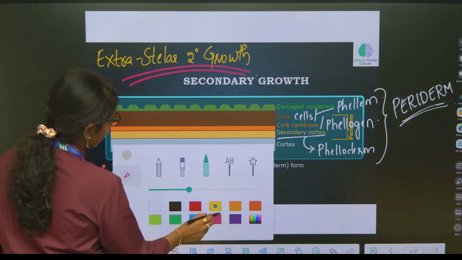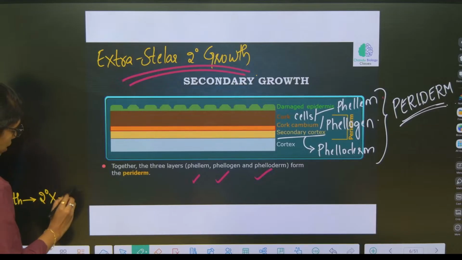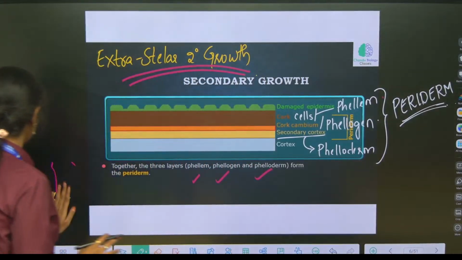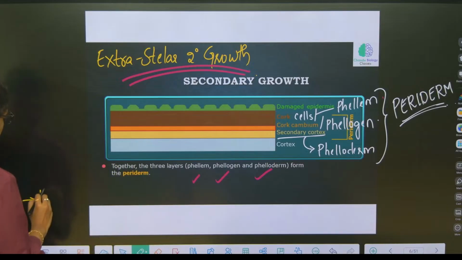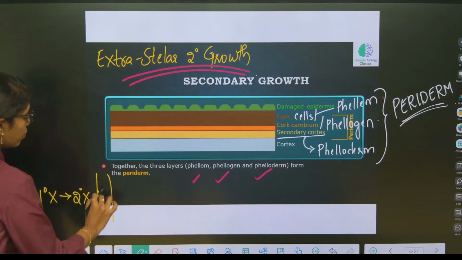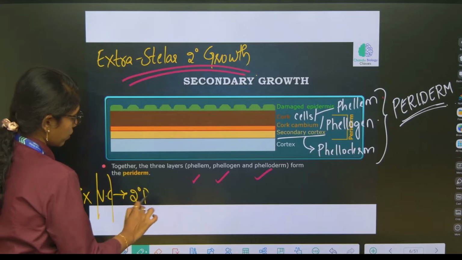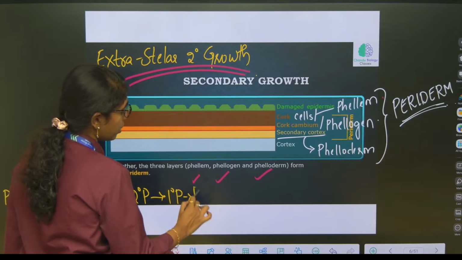So, look here carefully, from the pith region we will start. Close to the pith we will be having primary xylem, next to that is secondary xylem, and then we have vascular cambium. Next to the vascular cambium we have secondary phloem. Next to that we have primary phloem. And then we have pericycle.